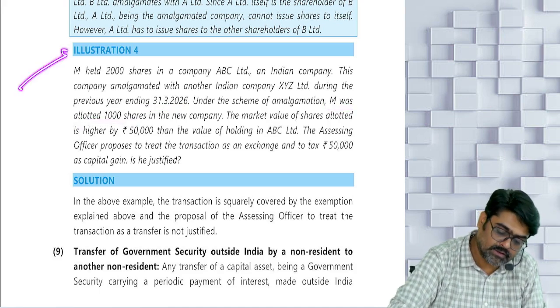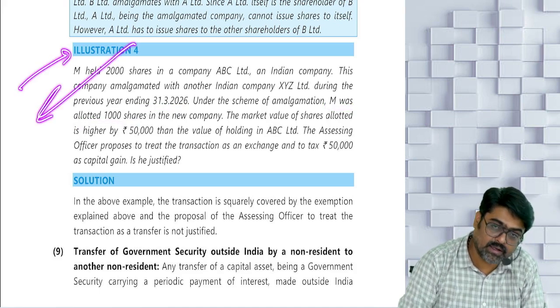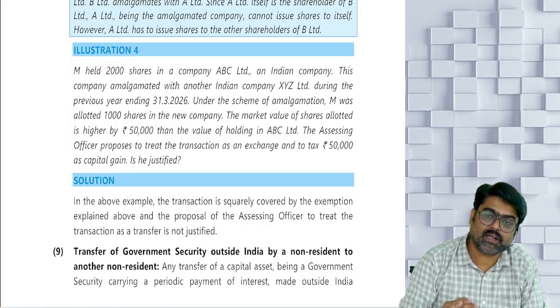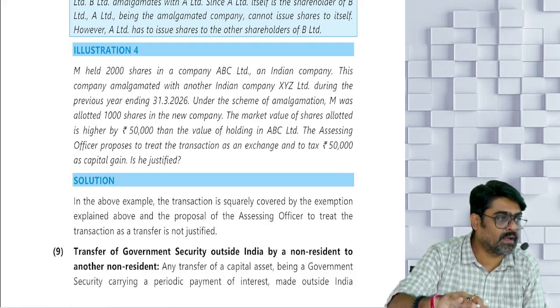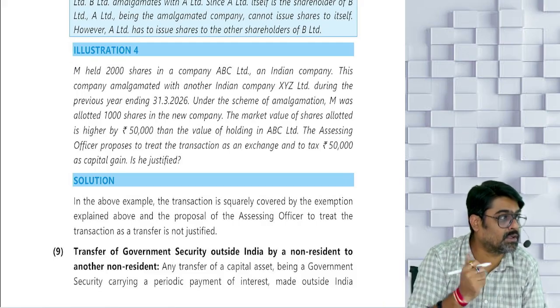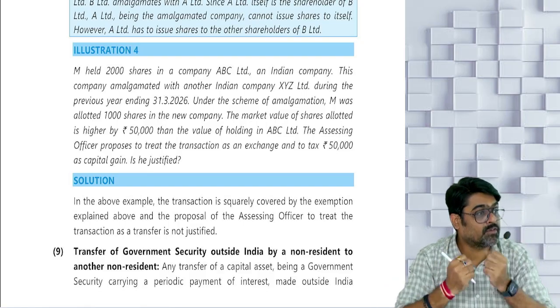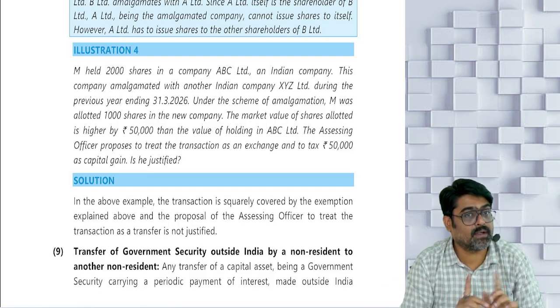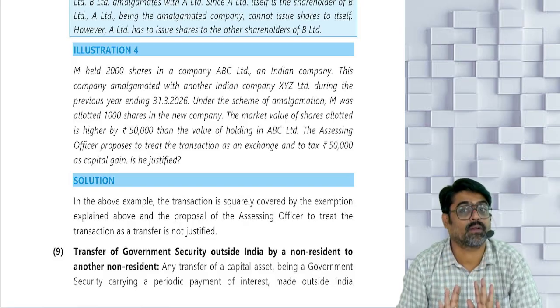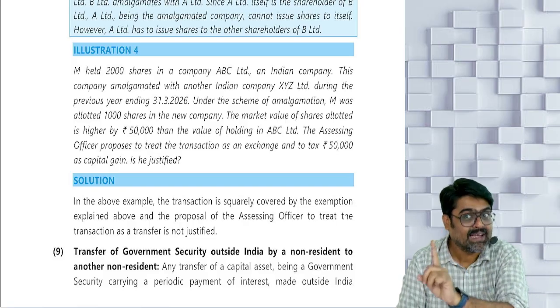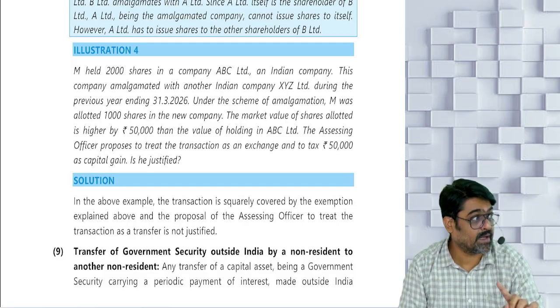So he will give his 2000 shares and in return he will get 1000 shares. Will this transfer attract any capital gain? Old shares given, new shares coming. Will this transfer be a taxable transfer or an exempt transfer? This transfer will be an exempt transfer. No capital gain will arise in this case.